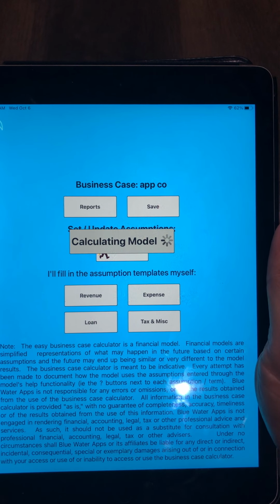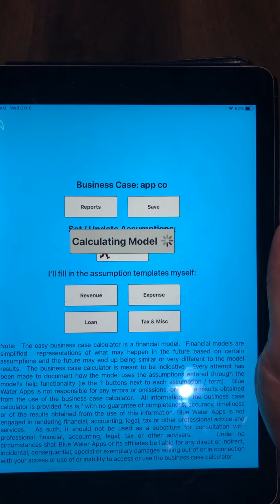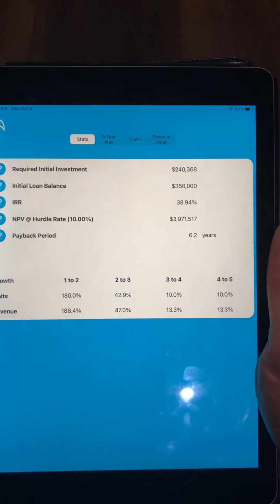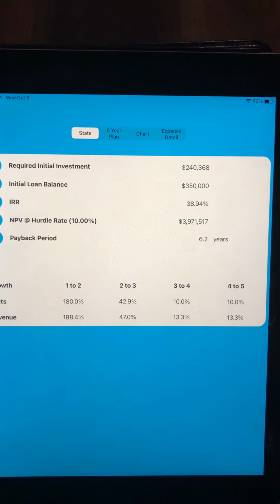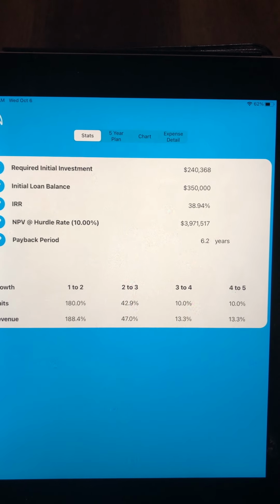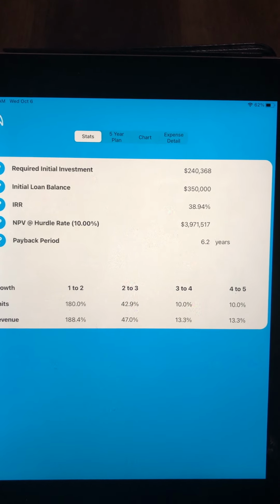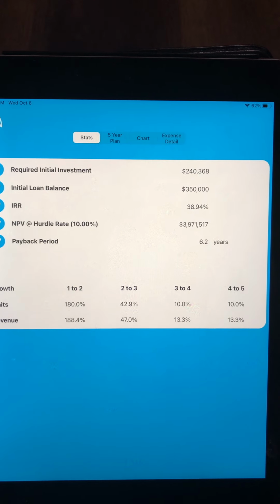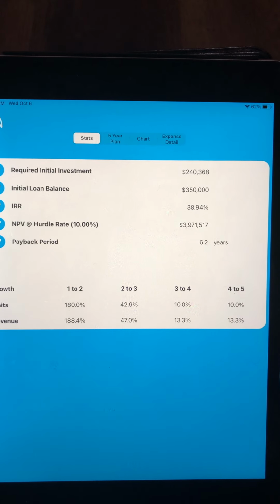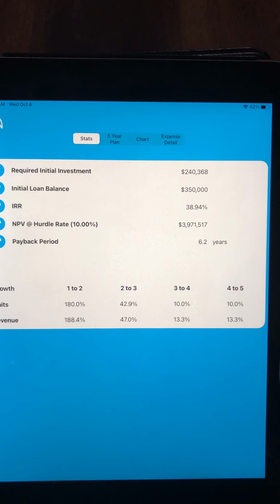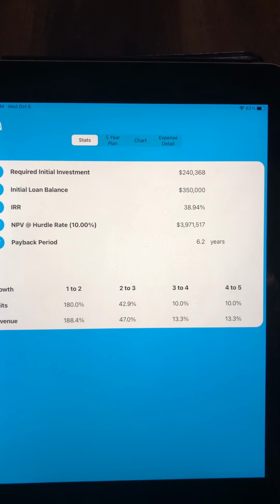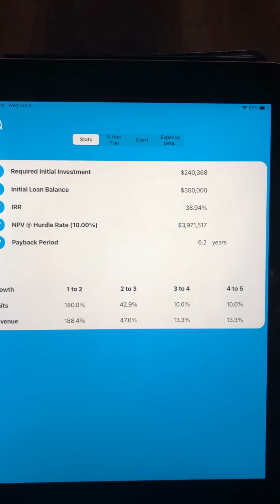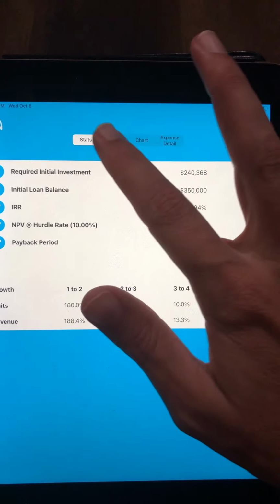Now this is going to take about the same amount of time it did before because it's really the number of years that really makes the difference in how long it takes to calculate. So now you can see I only have $240,000 as my initial investment. I have a $350,000 initial loan. Now because of the leveraging effect of a loan, because I'm using somebody else's money, what's going to happen is my IRR is going to go up. Before it was 32, almost 33%. Now it's almost 39%. That's just the leveraging effect.